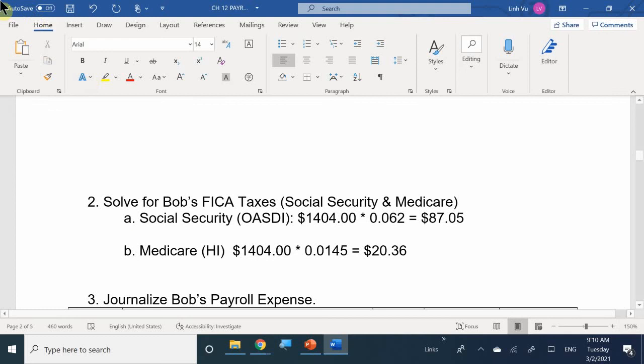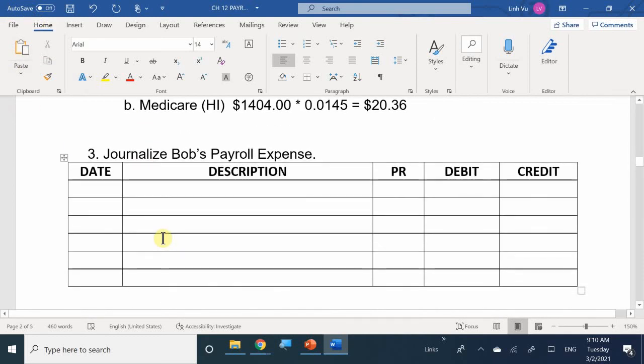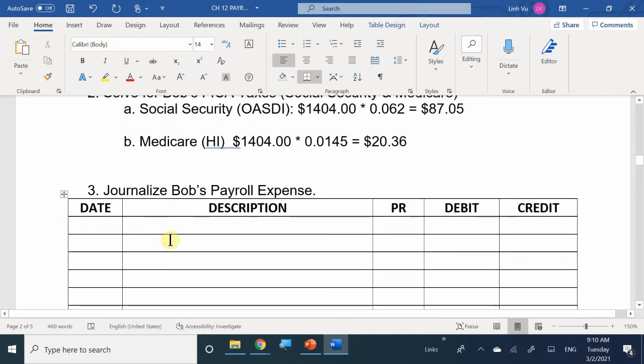So now that we have that, let's go ahead and journalize his paycheck. Let's go ahead and write him a check. So what am I going to indicate first? Salaries and wages expense, okay? Again, this terminology can be anything. It could be gross wages, it could be whatever you want to call it. I'm just keeping it simple and making sure that you understand salaries and wages expense.